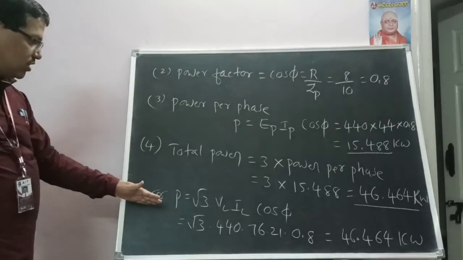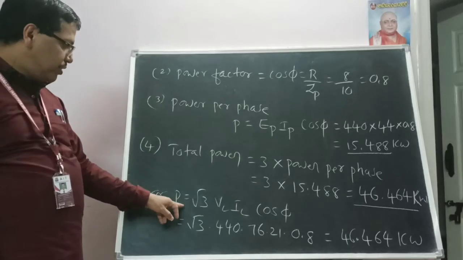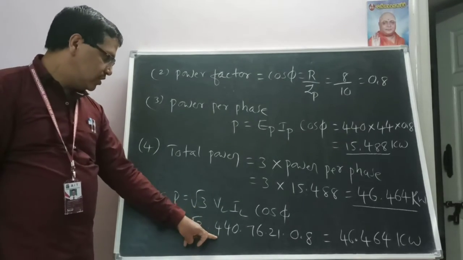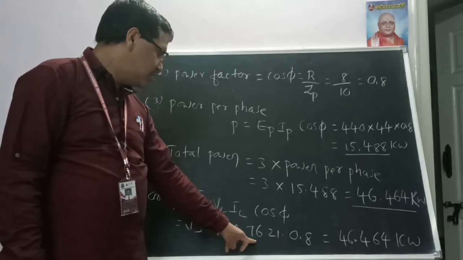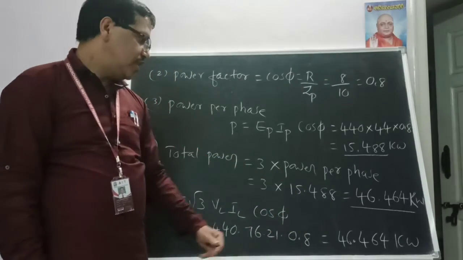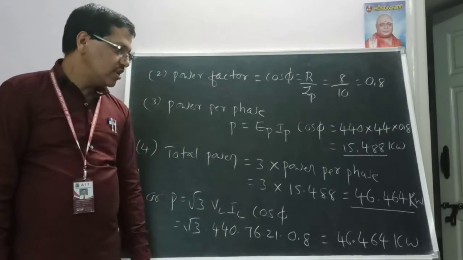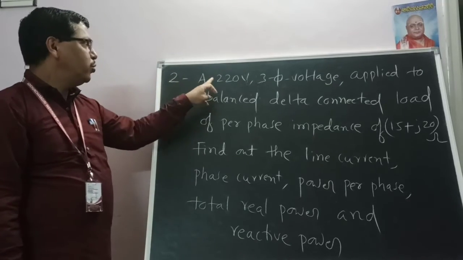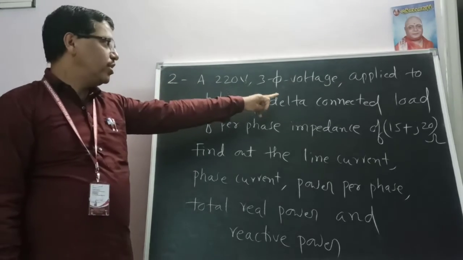Or we can use the usual power relation also. P is equal to root 3 VL IL cos phi. Root 3 into VL is 440, IL is 76.21, cos phi as usual 0.8. The answer remains the same, that is 46.464 kilowatts.